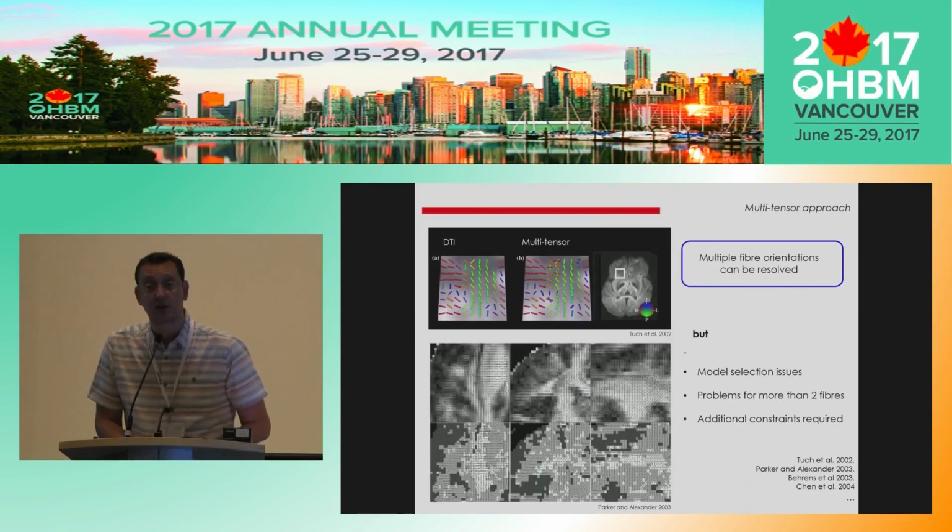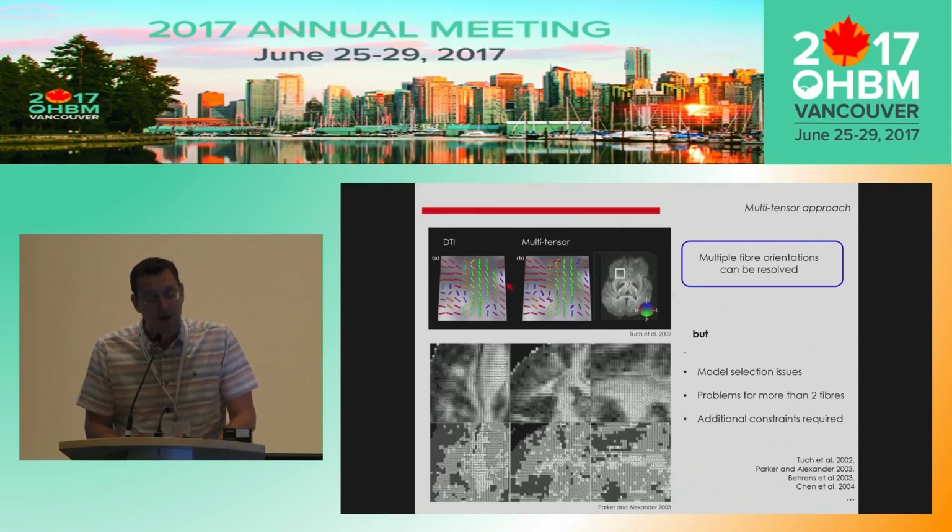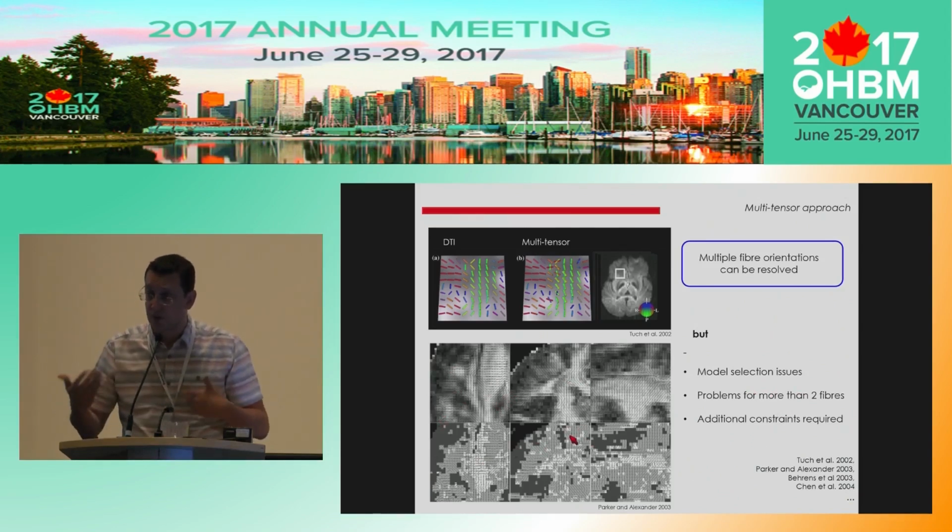So if a single tensor is good for one fiber, why not use 2 tensors? Simple. And it's working okay. Maybe it's not working great, because it's okay when you have 2 fibers, but the first issue is you need to know a priori how many distinct fiber orientations you have in each voxel. So you have a model selection issue. You need to come up with some strategy to know a priori in each voxel which model to fit.